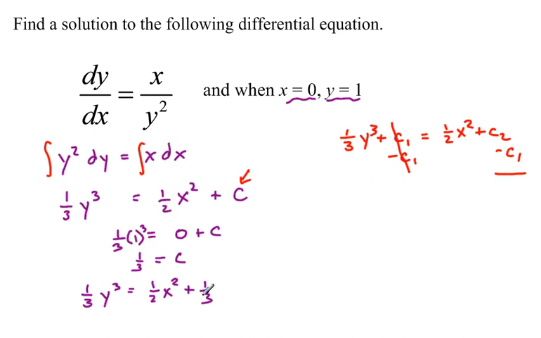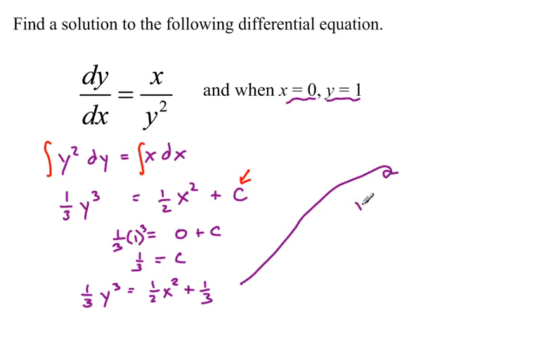And then typically if we can solve for y, we will. So let's carry on over here. Let's get rid of this old work. And let's see, let's multiply everything by 3. So we'll come up over here: y cubed equals 3/2 x squared plus 1. And the last thing to solve for y, we take the cube root of both sides. And we have our first answer.